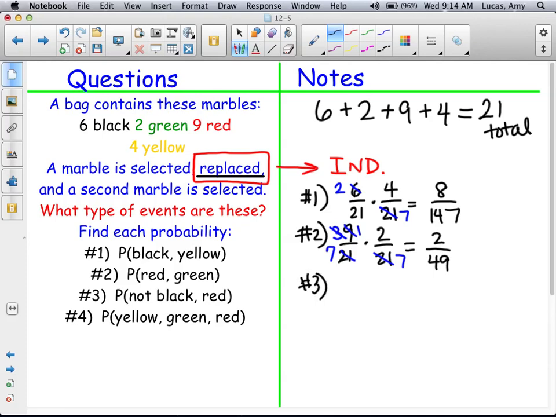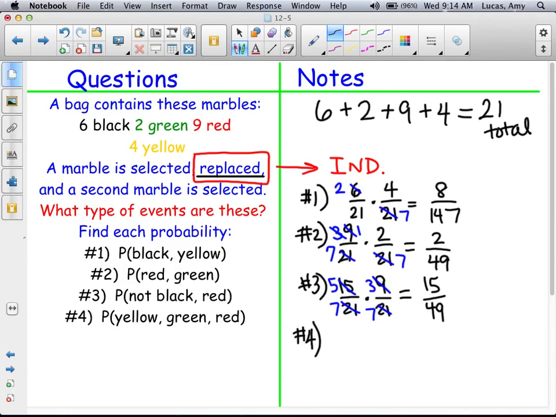Number 3, the probability that it is not black. Well, if there are 6 that are black and 21 total, that means that I've got 15 that are not black. So 15 out of 21. And then red, 9 out of 21 because I put the marble back. Reduce both of these. Divide by 3. And I get 5/7. Divide by 3 and I get 3/7. Multiply across, 15 49ths.